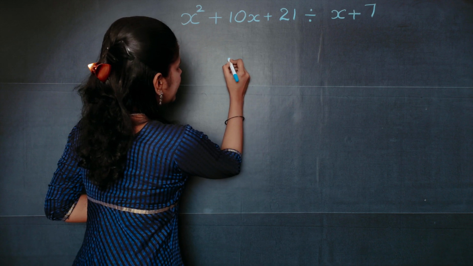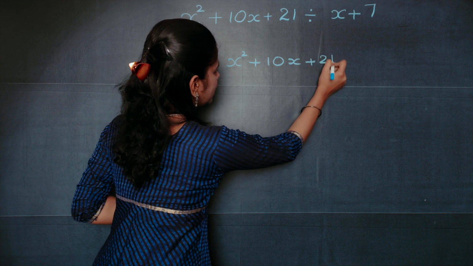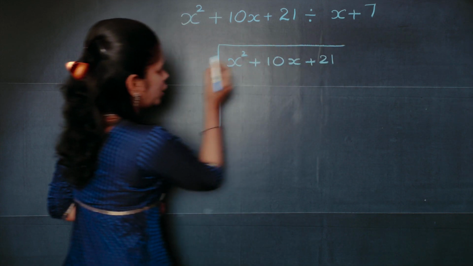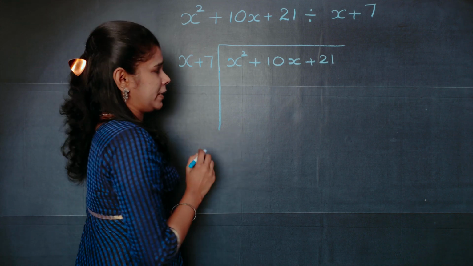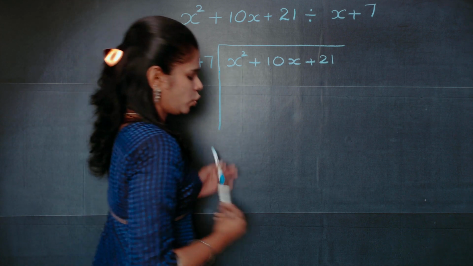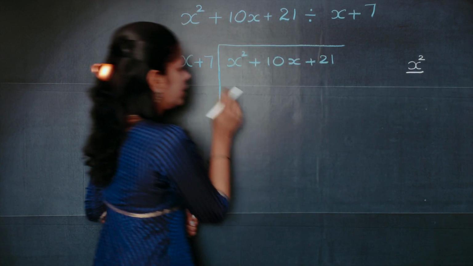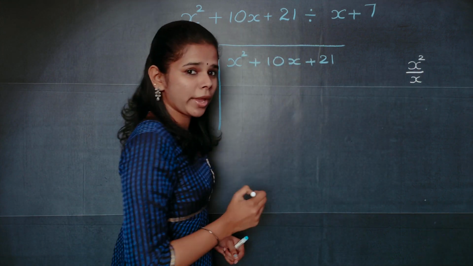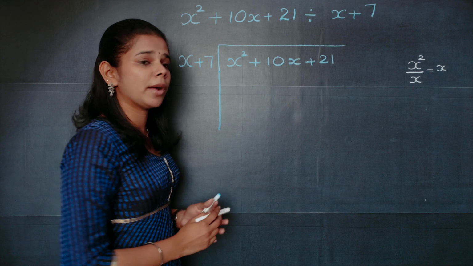Now you will write x square plus 10x plus 21 here, and then you will draw the division symbol over here and you will write the divisor here. Now the next step is: what is the first term of the dividend? It is x square. So you will write x square divided by the first term of the divisor, and that is x. So what is x square by x? That is equal to x, and this x will be the first term of your quotient.